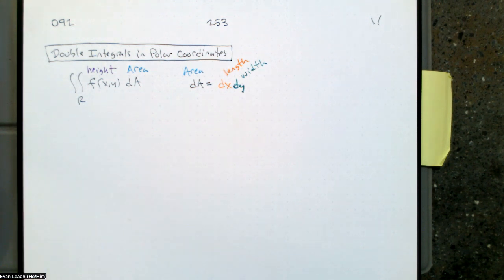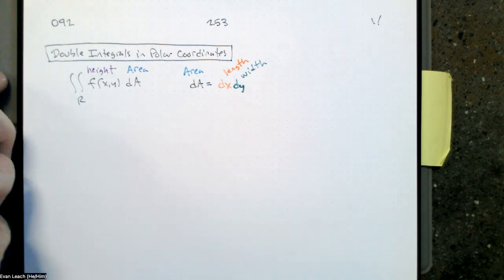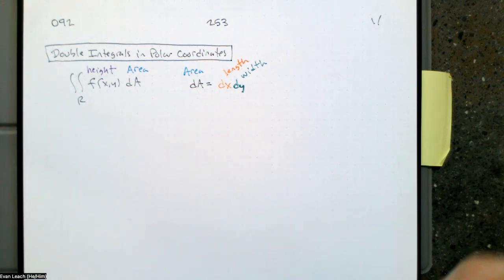The r, of course, is just all the values of x and y that we're going to plug into the expression. But although these three things can represent different quantities, in our base model problem, we have a height multiplied by area. The area is length times width. All right. So this is when we are dealing in rectangular coordinates.